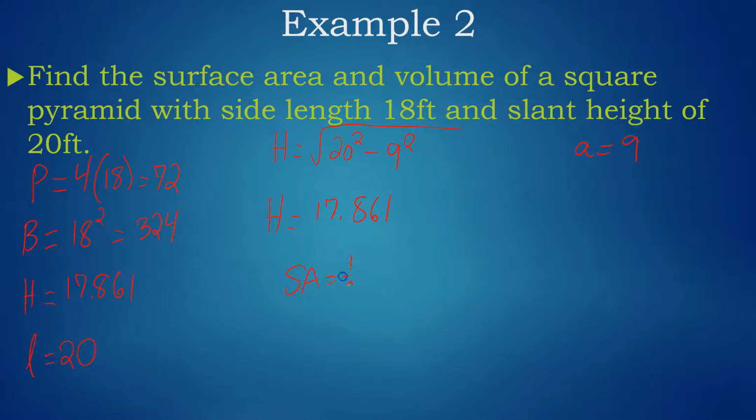So surface area, 1/2 the perimeter times the slant height plus area of the base. Volume, 1/3 the area of the base times the height. And make sure the 17.861, you stored it as a variable because it's not exactly 17.861. So for example, I would have stored it as x because that's the first variable I use. If you use a or b or whatever you want, I don't care. So your final answer surface area is nicely 1,044 feet squared. Your volume is going to be 1,928.942 feet cubed.